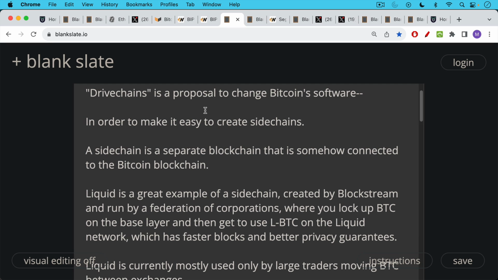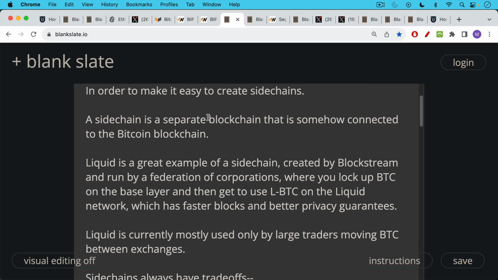It's run by a multi-sig that's run by a federation of different corporations, mostly large corporations, exchanges, etc., where you basically lock up some BTC on the base layer of Bitcoin, and then you get to use a proxy for that, liquid BTC or LBTC, on the Liquid network, and then you get faster blocks, better privacy guarantees, etc.